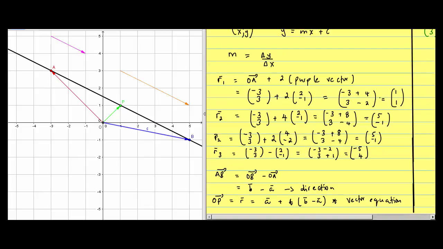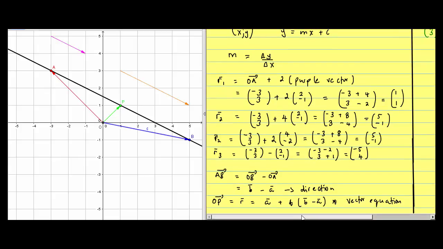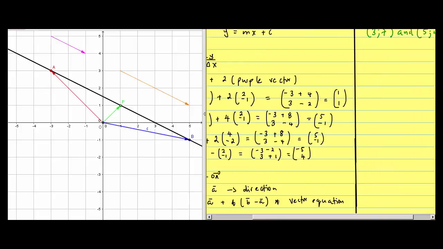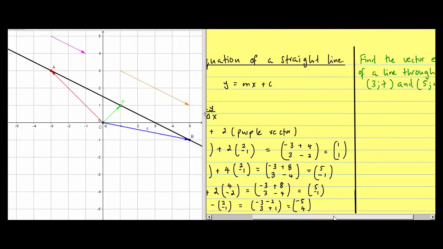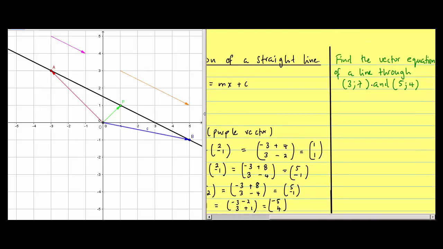Okay, so to put what we have discussed into practice, I'd like us to try this question here. It says to find the vector equation of a line through (3, 7) and (5, 4). As a solution, if I call this vector here OB and give it as a column vector (3, 7), and then if I call this one OA, it's going to be equal to (5, 4) as a column vector, then a vector which is parallel to the line that joins the two points B and A is going to be equal to AB.